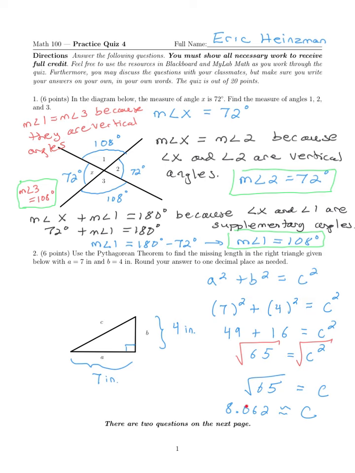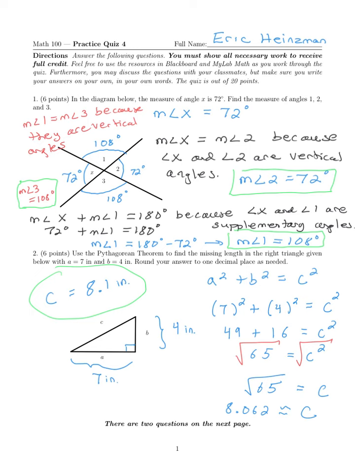And if we're rounding that to 1 decimal place, which is here, this 0 will get rounded up to a 1. So that gives us our answer. C is equal to 8.1 inches approximately. And that's the final answer.